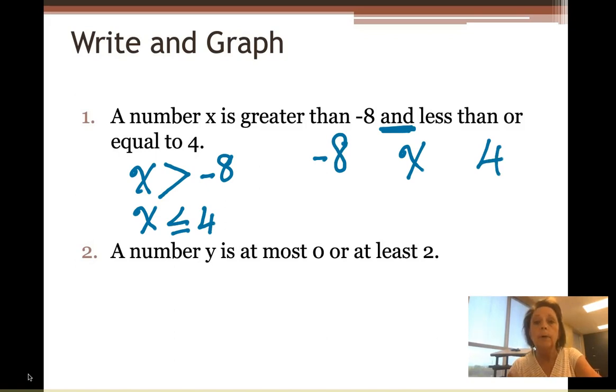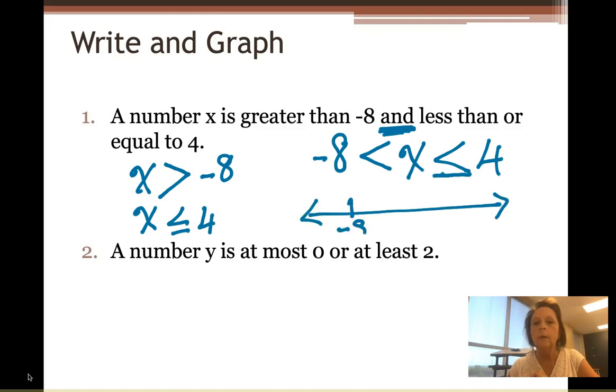Now all we have to do is put our inequality symbols. Now notice on the first one, x is greater than -8. The inequality is eating the x. So when I write it in my and statement, it still has to eat the x. Okay, on the next one, x is less than or equal to 4. It's pointing toward the x, so it still has to point toward the x. And if I'm going to graph this, I'm going to put both of my numbers on my number line.